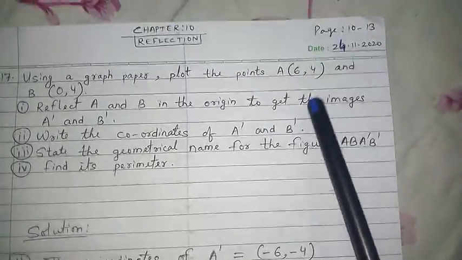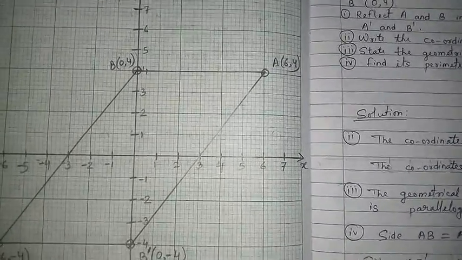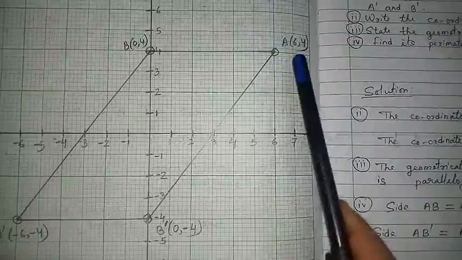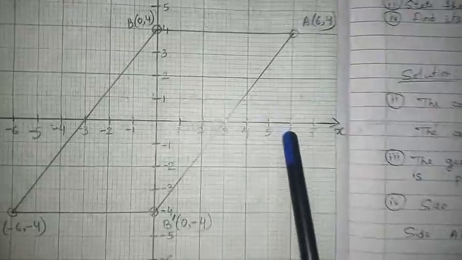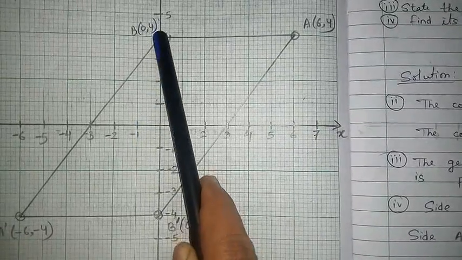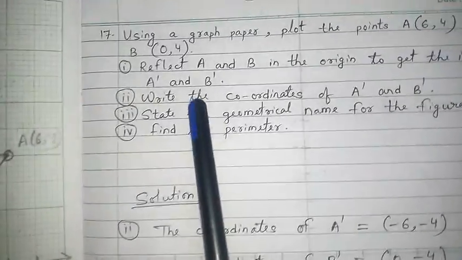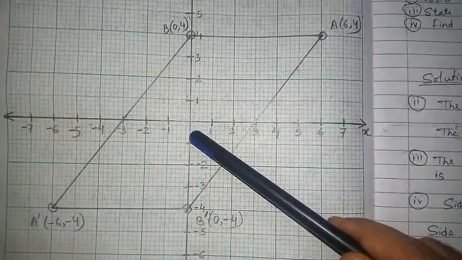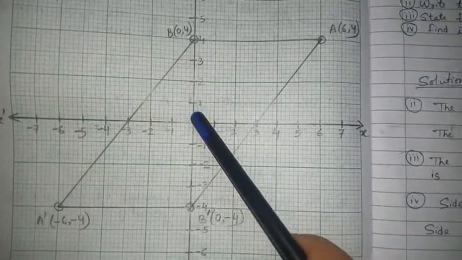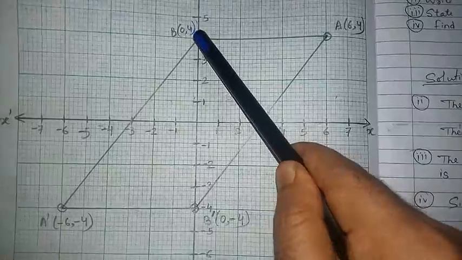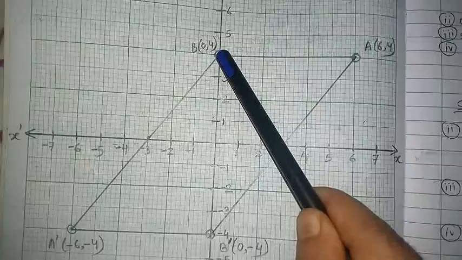So we will plot point A as (6, 4) and B as (0, 4). First of all A as (6, 4), because 6 belongs to the x-axis and 4 belongs to the y-axis. So positive 6 is here and positive 4 is here. Both of them meet at this point. So A is (6, 4), and B is (0, 4). 0 means anything lying on the center is 0. So x is 0, y is 4. So 4 is here. That means (0, 4) will be here only, at the positive 4 on the y-axis.